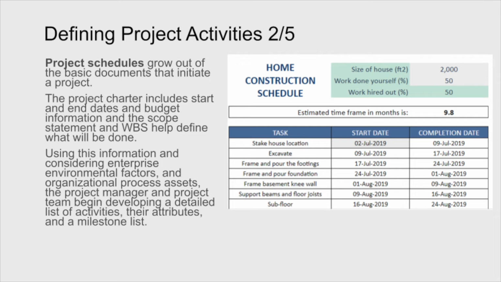In terms of project schedules, a schedule grows out of the basic document that initiates a project. The project charter includes start and end dates, budget information, scope statement, and work breakdown structure, and it helps define what needs to be done. So using this information and considering enterprise environmental factors and organizational process assets, the project manager and the project team will begin developing a detailed list of activities, their attributes, and the milestone list.